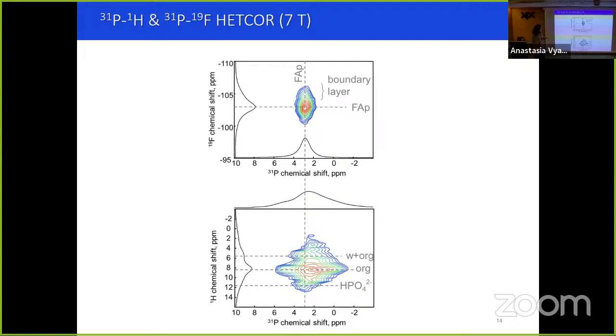So on the upper spectrum, we see only one signal, which is the signature of fluorapatite. So this is the crystalline phase which we have seen on microscopy images. In contrast, when we look at the phosphorus-proton correlation, this signal disappears, and instead we see all other possible structures which can be located in the amorphous phase or an interface region.